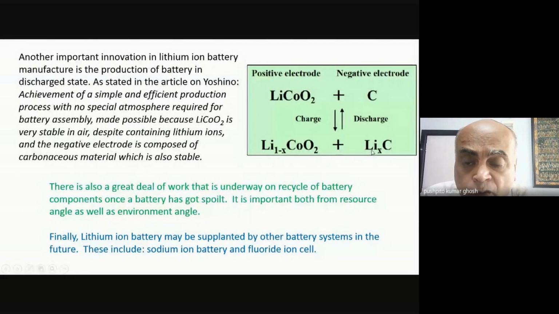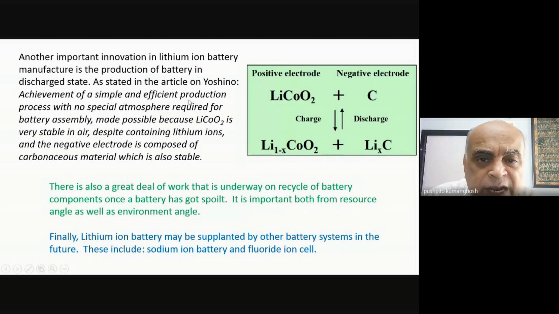And so what was realized was: why do I need to do that? I will assemble my battery in the discharge state. This is my discharge state. My carbon is a perfectly stable material. The cobalt in the +3 state is very stable. I can hold these things in my hand. So I assemble the battery first and then charge it up. And can you imagine what it does in terms of production? That's what he says here.